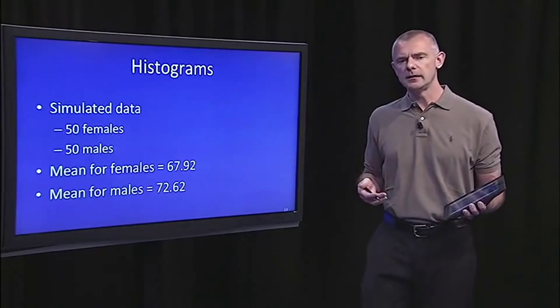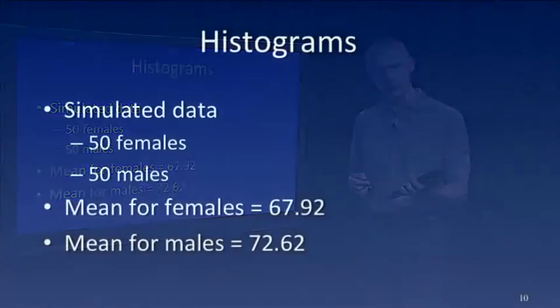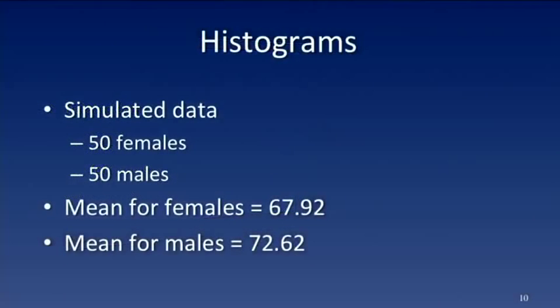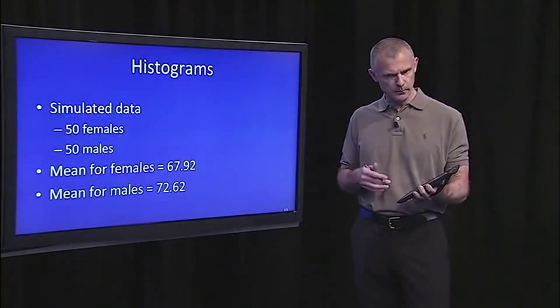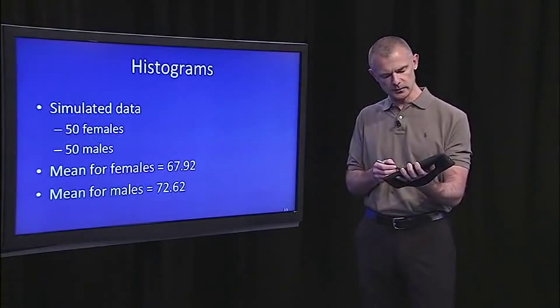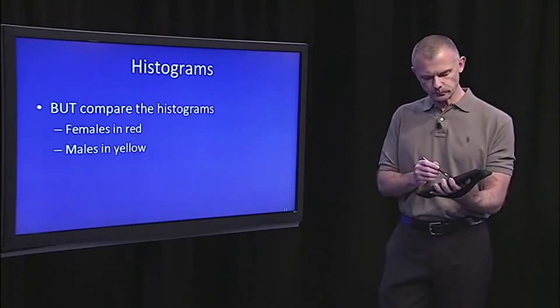And I just simulated data in R. That's real easy to do. I'll show you how to do that in the Intro to R lecture. I just assumed that we would have about 50 females and 50 males in the sample. As it turns out, the mean for the males was a little bit higher than the mean for females. And as I said, this has been observed in some studies depending on what type of spatial reasoning task is used. But let's look at the histograms.